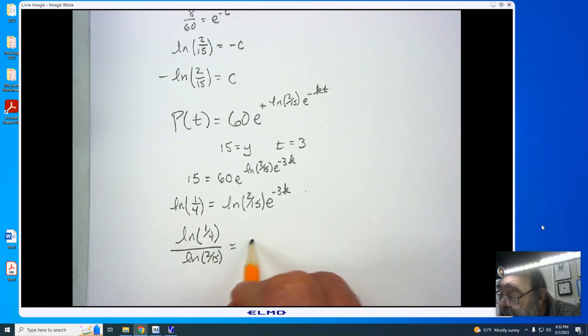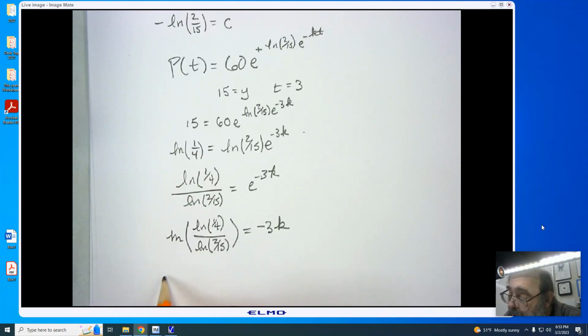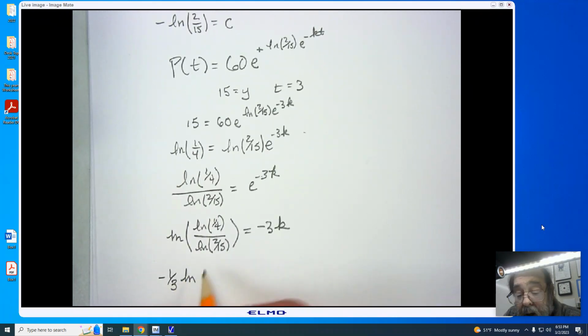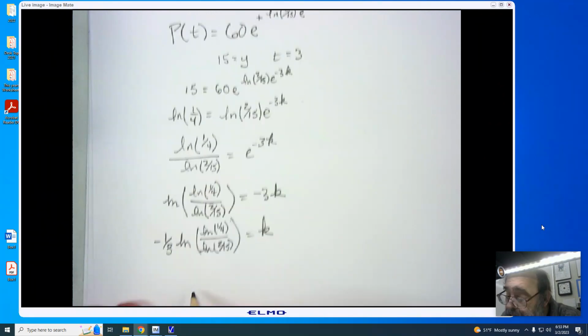Now you'll notice it still equals e to the negative 3k, which means I have to take the natural log again. And I have the natural log of 1/4 divided by the natural log of 2/15 is equal to negative 3k. This is giving me negative 1/3 natural log of the natural log of 1/4 divided by the natural log of 2/15 equaling k, which I'm now going to put into my problem.